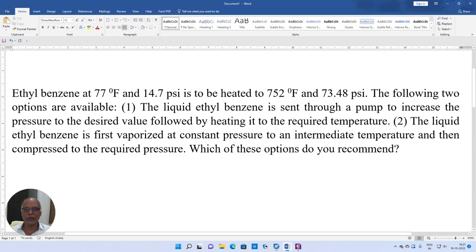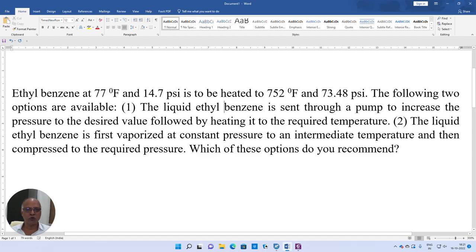The liquid ethyl benzene at the initial state is sent through a pump to increase the pressure to the desired value, followed by heating it to the required temperature. Whereas in the second option, the liquid ethyl benzene is first vaporized at constant pressure to an intermediate temperature and then compressed to the required pressure.